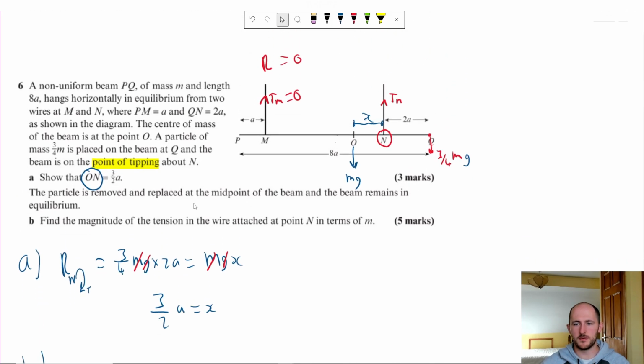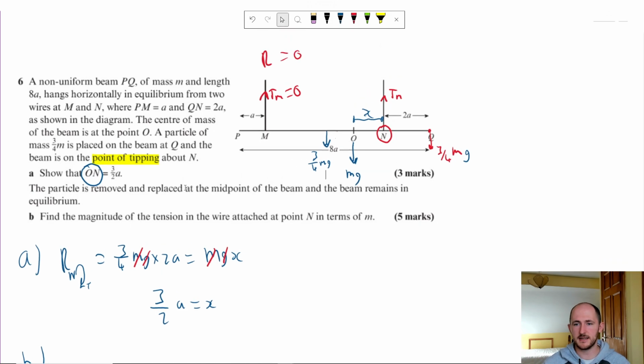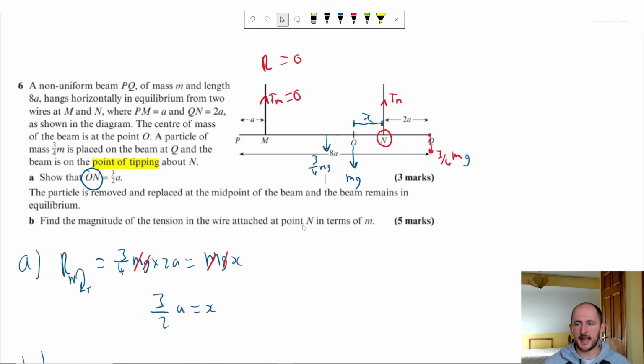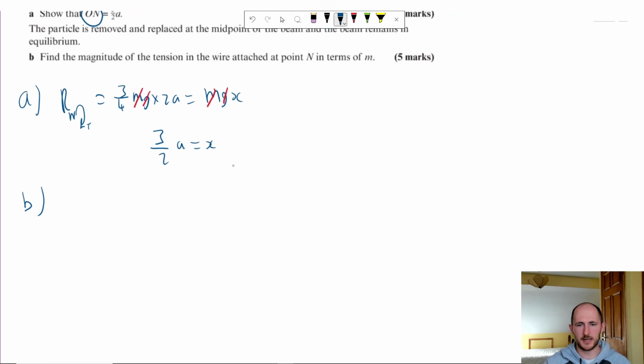Now, part B. The particle is removed and replaced at the midpoint of the beam, and the beam remains in equilibrium. So it's no longer on the point of tipping, okay? So somewhere in the middle over here is going to be our 3/4 mg weight. Find the tension of the wire at point N in terms of m. So that's what we're going to do now. I'm going to take moments about point M. So again, resolving around point M.